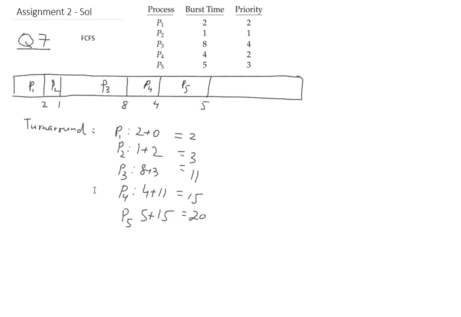Then the waiting time. You already see the wait time here on the right side: 0, 2, 3, 11, 15. This is the waiting time for each process, and the average waiting time is 2 plus 3, 5, plus 11, 16, plus 15, 31. 31 divided by 5. This is 6 point something. This is the average waiting time.